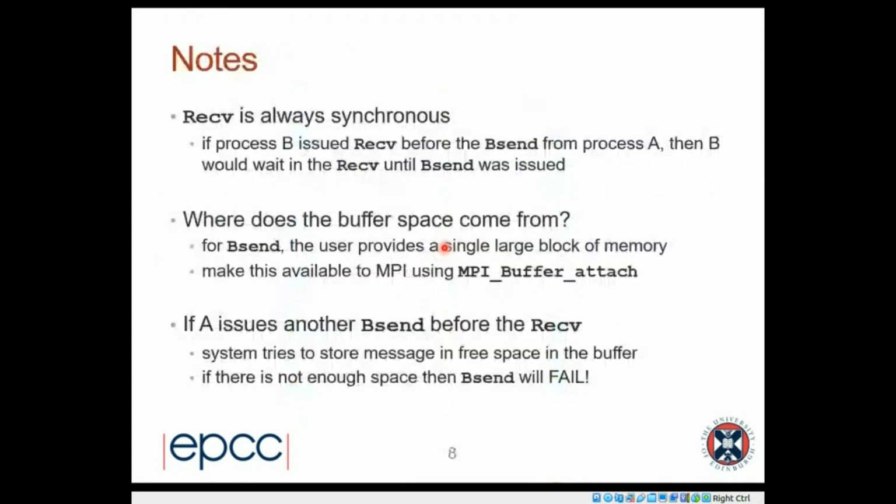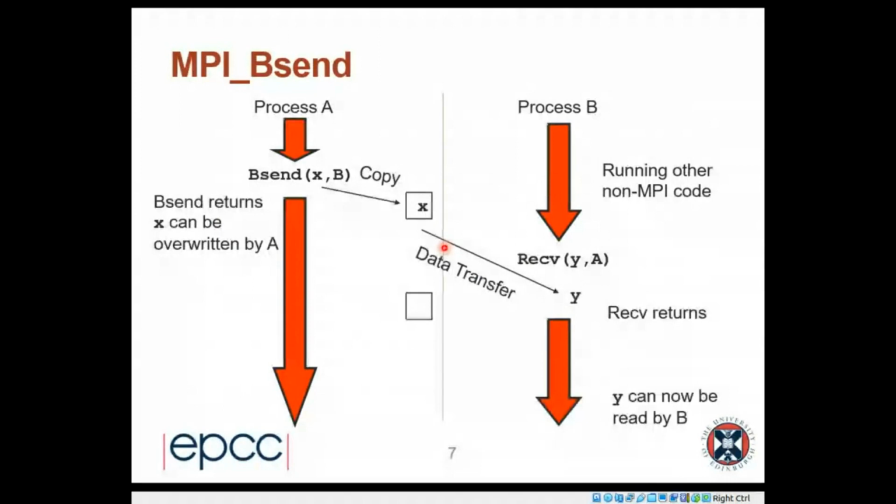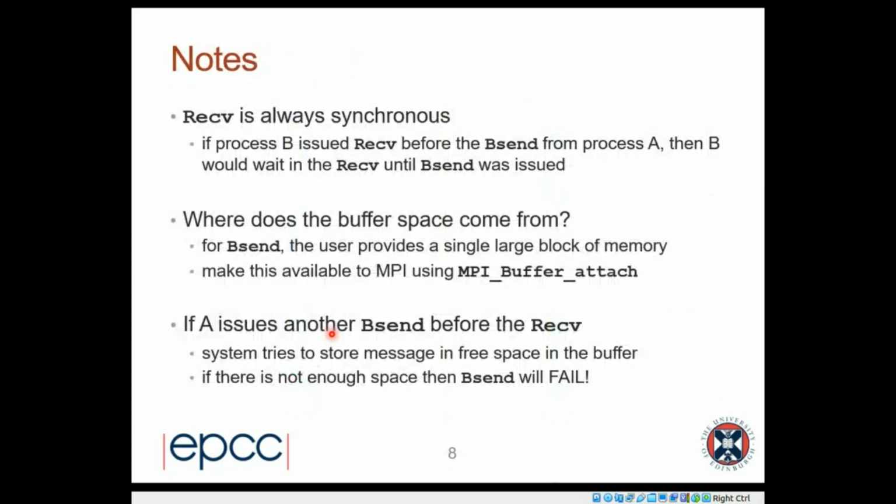Before I come on to that question, I'll say receive is always synchronous. So if process B issued the receive before the Bsend from process A, then B would wait in the receive. In fact, the reason I've drawn it this way is that if B issues the receive first, before A, then Bsend and synchronous send look similar, because B waits around until the send happens. So that's why I've written it this way around. The receive happening after the send illustrates the point more clearly.